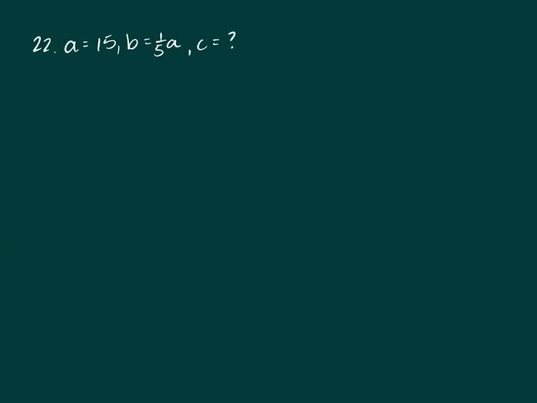For 22, we're going back to what we were doing in the first 9 problems of this page, so we're going to solve for a missing piece. Okay, so in 22, it says that A is equal to 15, B is equal to 1/5 A, and C is equal to what? So if you notice, the slight difference is that they gave us a number for A, but they gave us an expression for B. So first thing we have to do is find B. We know B is equal to 1/5 A, and we know that A is 15, so we're going to replace that with a 15. So we know that B is equal to 3.